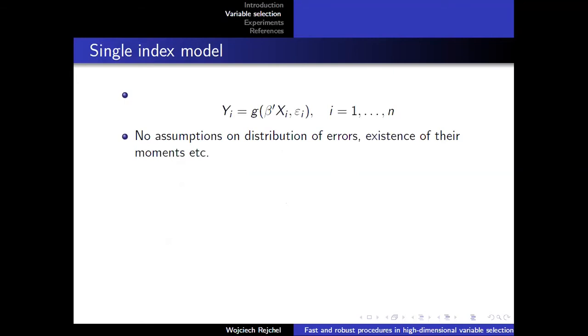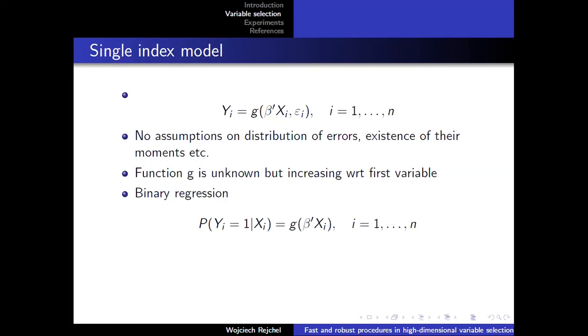Summarizing, this is our model. We put no assumptions on the distribution of errors, the existence of their moments, and so on. We assume that the function g is unknown. All we need from a theoretical point of view, not from the estimation point of view, is that this function is increasing with respect to the first variable, which is related to predictors. We do not assume anything about the second variable.